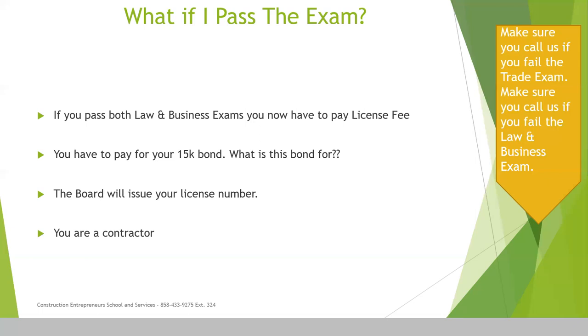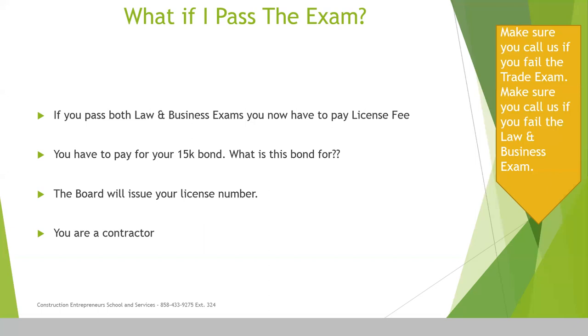So if you pass both the law and business exam, now all you have to pay is the license fee, which we'll talk about. If you pass both, you just have to pay the license fee, which actually gets you your license card. Remember, before that, all you paid was to accept your application, to process your application, and then a live scan fingerprinting. Now you're paying for your actual license, and then you have to pay for your $15,000 bond.